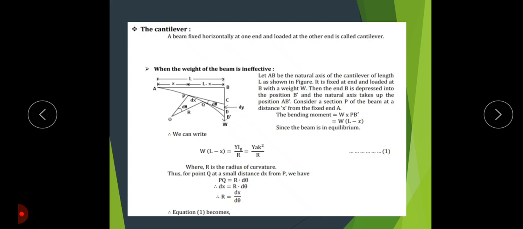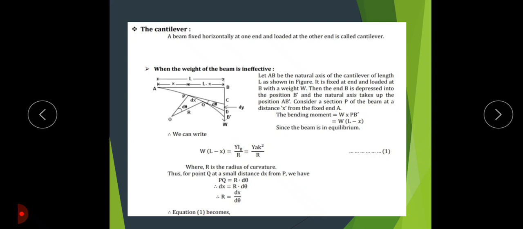Since the beam is in equilibrium, the bending moment is equal to Y Ig by R. We know that Ig can be taken as A K square, where R is the radius of curvature of the neutral axis at P, and Ig is the geometrical moment of inertia of the section P.